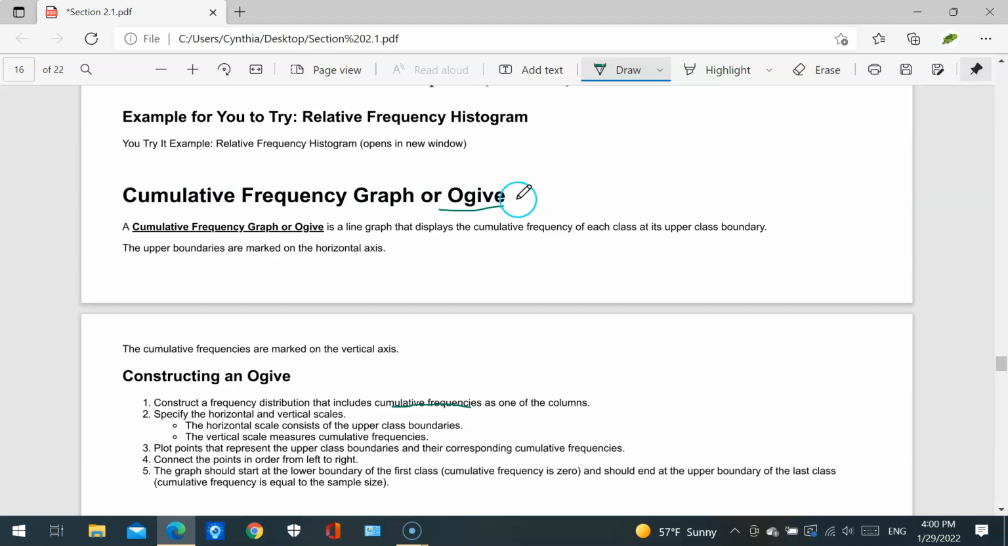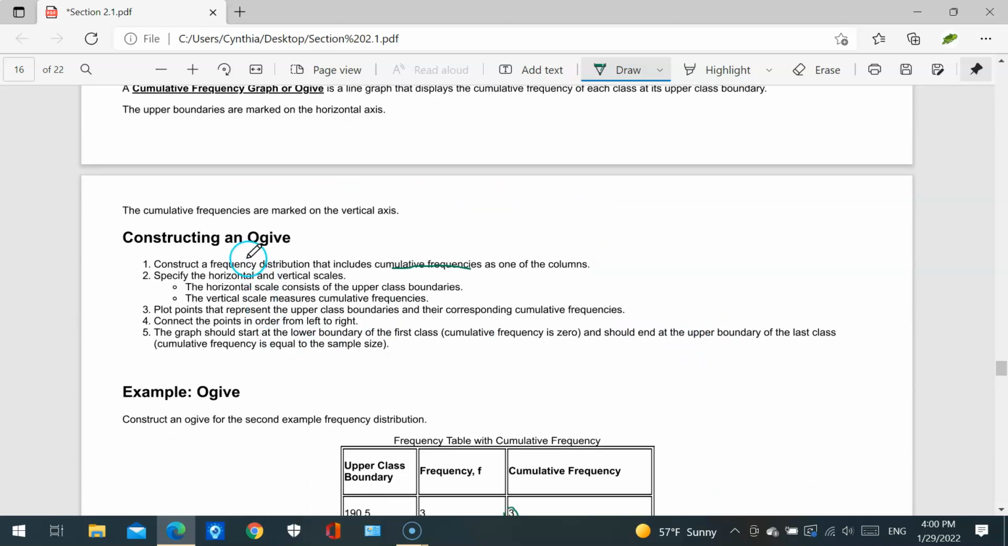They are the same. Just given a different name to call it. Now, construct the relative Ogive graph. We need to find the cumulative frequency number. And then you have to specify the horizontal and the vertical scale. And then you plot the points, and that represents the upper class boundary. So here they take the upper class boundary on the horizontal axis.